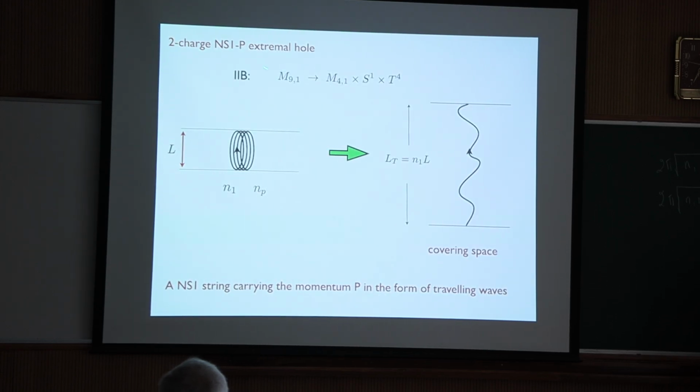Okay. So let's talk about a two-charge black hole. This is the work of Ashok Sen. So let's see what is happening here. We have 10 dimensions, 9 space and 1 time. We make some of them compact, means they are circles. So there are 5 circles.